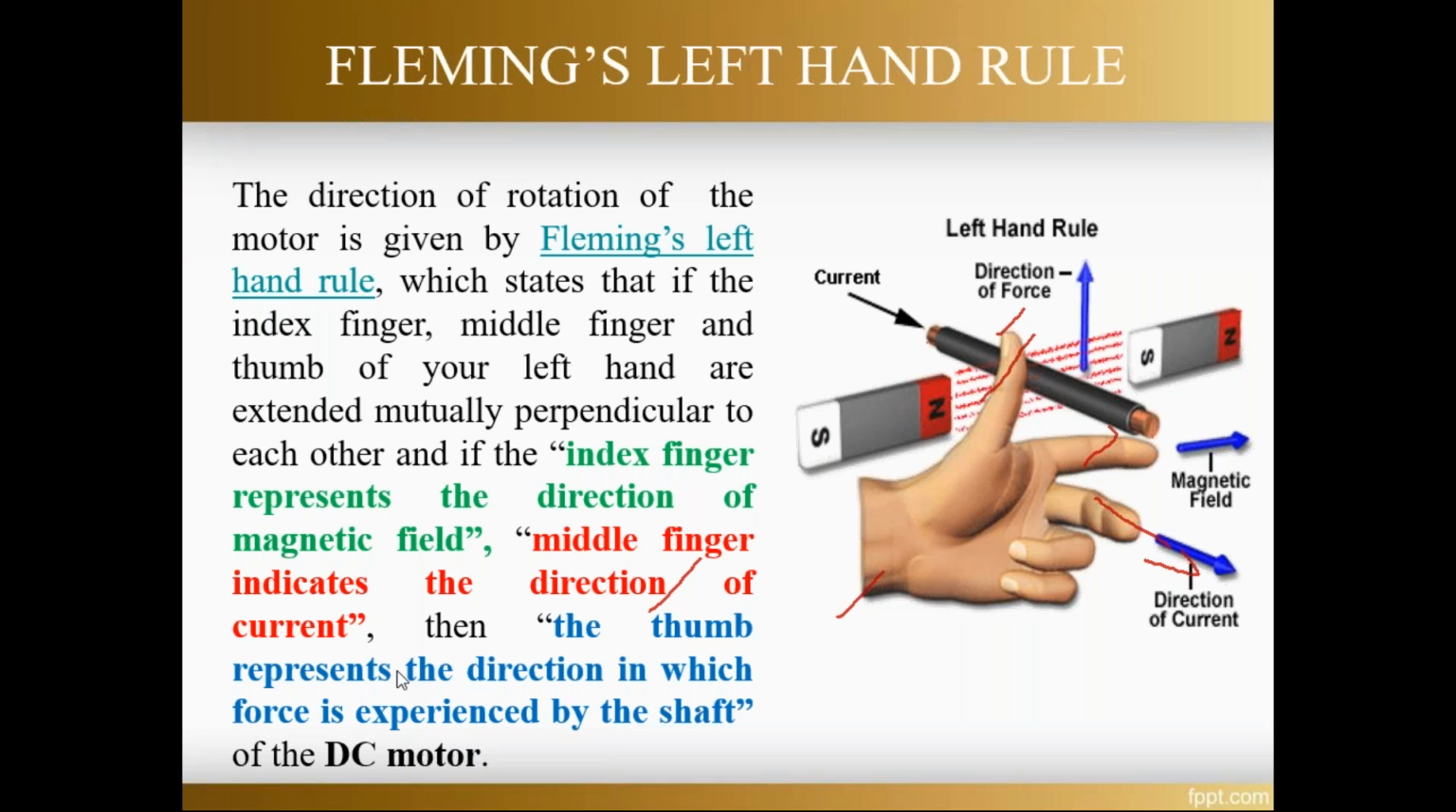The thumb indicates the direction of force or direction of motion of the conductor, the forefinger indicates the direction of field, and the middle finger indicates the direction of current. The only difference is that there it is a right hand, and here it is a left hand.